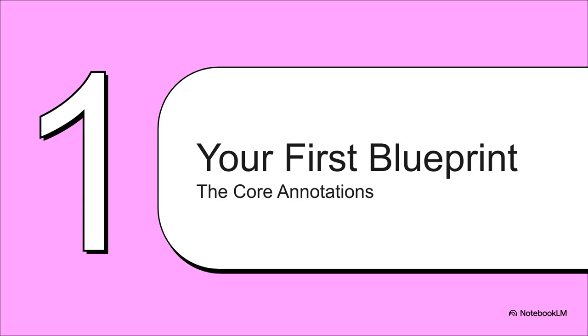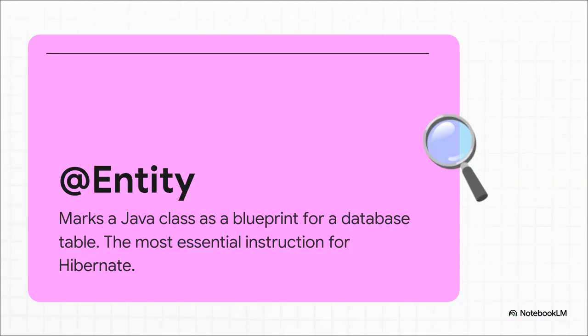So where do we even begin? Let's start with the absolute basics, the foundational annotations you're going to use all the time to tell Hibernate how to handle just a single simple object. Everything, and I mean everything, starts with @Entity. This one little annotation is like planting a flag on your Java class. It's you shouting to Hibernate, hey, this class is important. I want you to manage it and turn it into a database table. It's the simple on switch for the whole process.